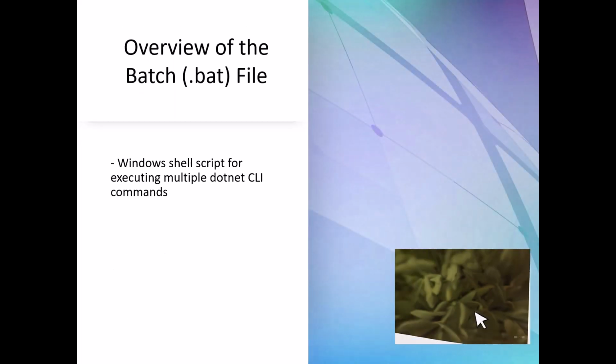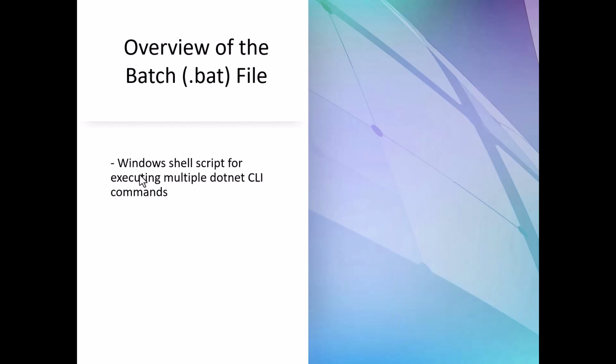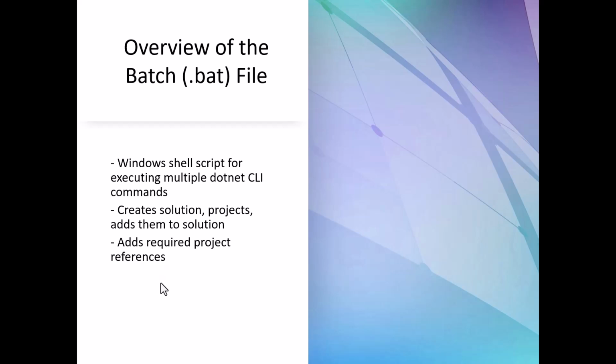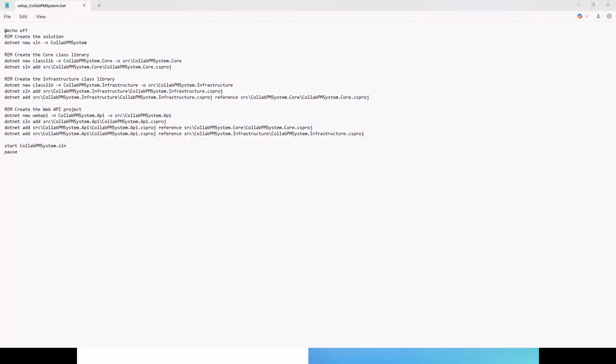So let us see the overview of the batch file. This is a Windows shell script for executing multiple .NET CLI commands. What it does is create solution projects, add them to the solution, and add required project references. It is convenient: double click to run the entire setup, and useful for Visual Studio developers who prefer Windows scripting. So let's just see what this file looks like.